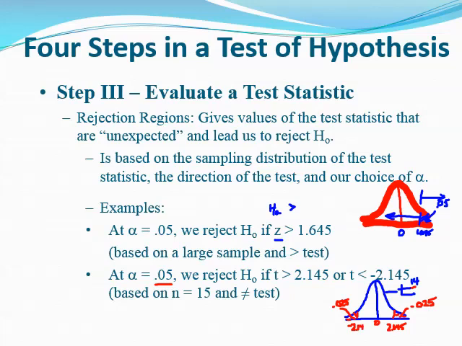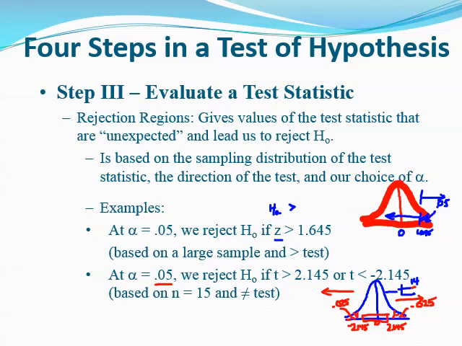If the null hypothesis is true, we would expect to see a test statistic between these two numbers. We would expect to see a test statistic in here. That would be what's expected between those cutoff points. If you see a test statistic out here or out here, that would be unexpected, and that would lead us to reject H0. And so we're going to write the rejection region this way, at alpha equal 0.05 in this case: we'd reject if t is greater than 2.145 or less than negative 2.145.